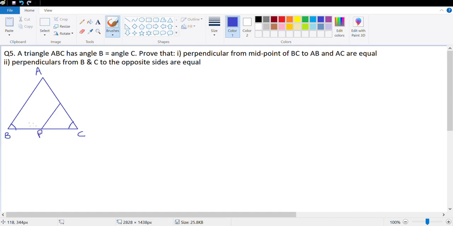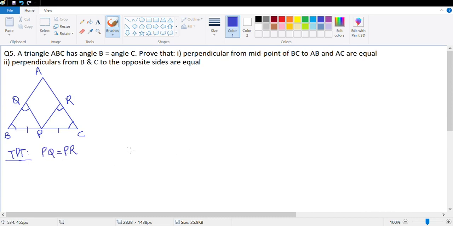What we've been given is BP and CP are equal, and this is a perpendicular that we've drawn, right? And from P onto AC also, this is also a perpendicular that we've drawn. Let's call this point Q. Let's call this point R. So what we have to prove is, in the first part of the question, perpendiculars from midpoint of BC to AB and AC are equal. So what we need to prove is PQ is equal to PR. That's what we need to prove.